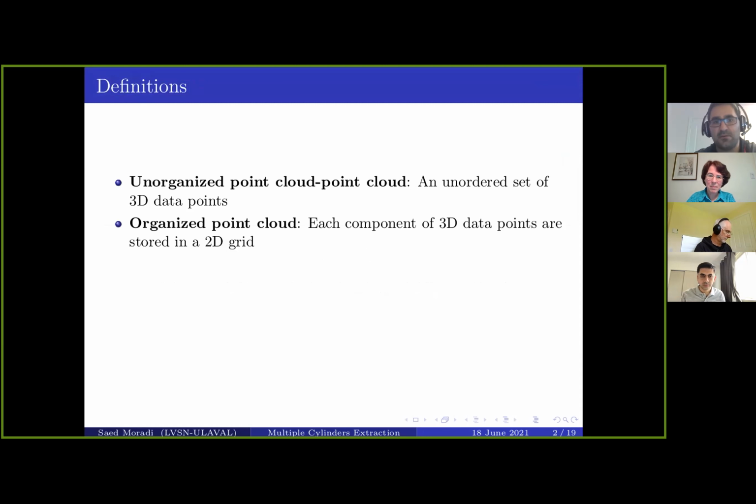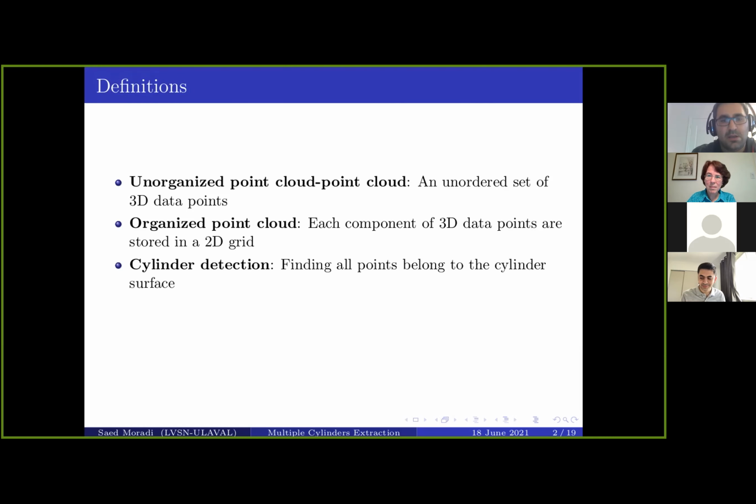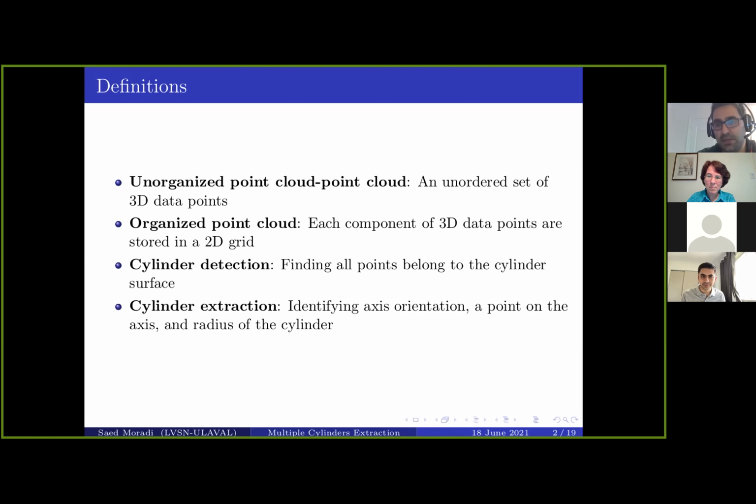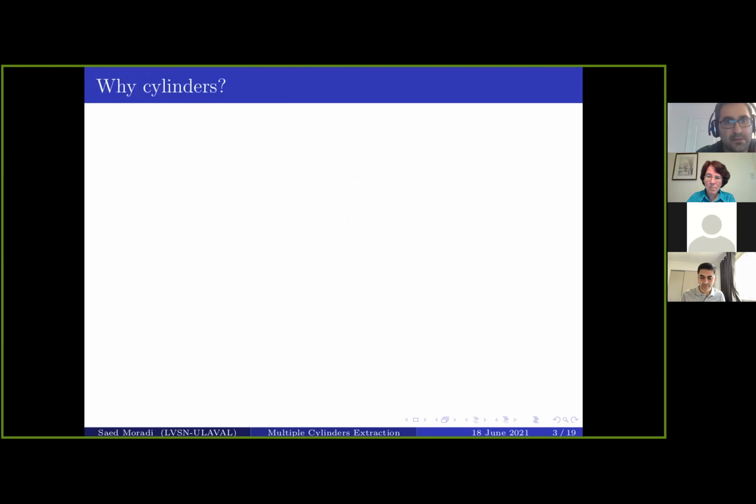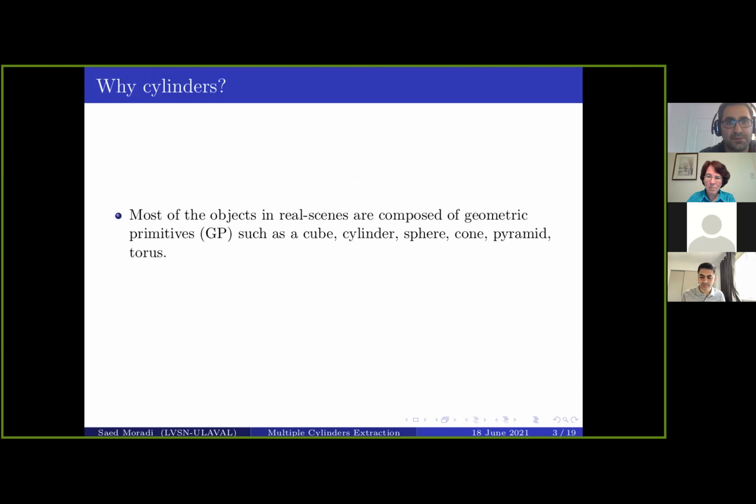On the other hand, we have an organized point cloud, in which each component of the 3D data X, Y, Z is stored in a 2D grid. So each component is just like a gray image. For cylinder detection, we are trying to find all points belonging to the cylinder surfaces. And for cylinder extraction, we are trying to identify the axis orientation, a point on the axis, and the radius of the cylinder.